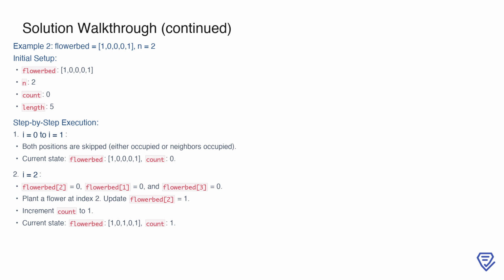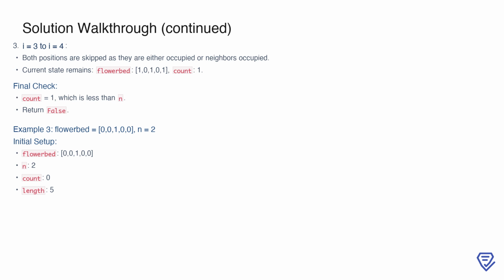At index 2, the spot is empty, and both its neighbors, flowerbed 1 and flowerbed 3, are also empty. This allows us to plant a flower here, so we update flowerbed 2 to 1 and increase count to 1. The updated flowerbed becomes 10101 and count is now 1. When we check the remaining indices, from 3 to 4, each position is skipped. Index 3 is skipped because its left neighbor is occupied, and index 4 is skipped because it is already occupied.